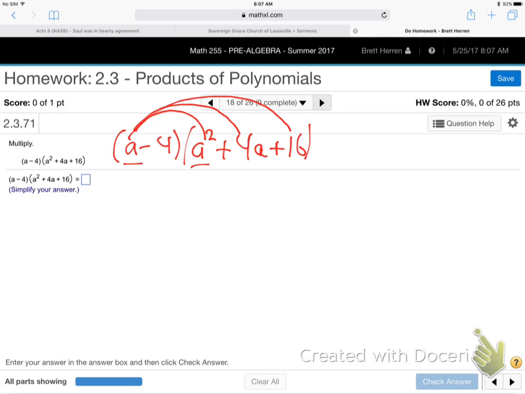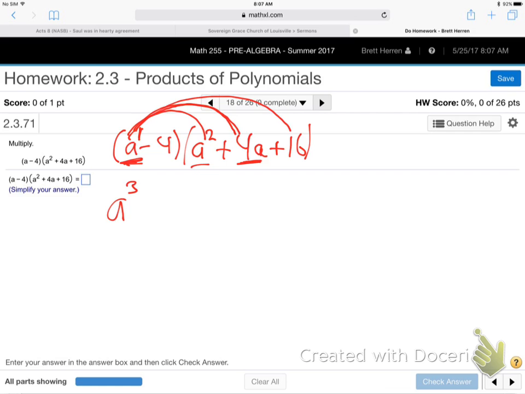So a times a squared. So that a is going to visit all 3 of these, right? And every time it hits one of them, what's going to happen? Out front numbers multiply, powers add. So this has a 1 power, invisible 1, with the 2 power, so that'll make a to the 3rd.